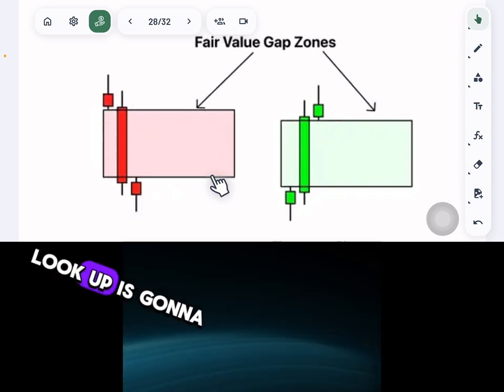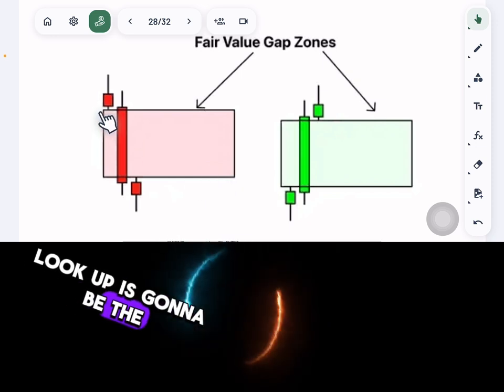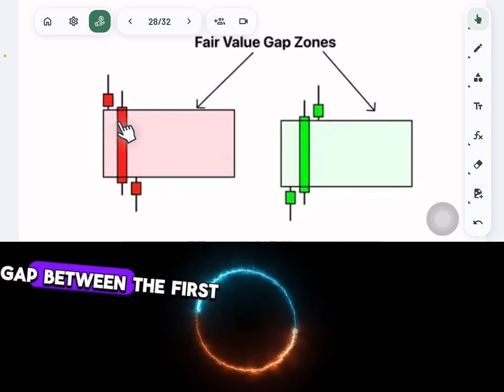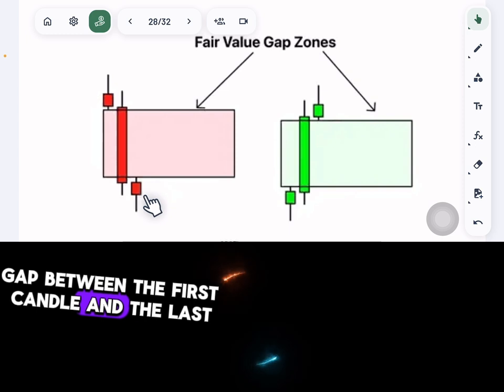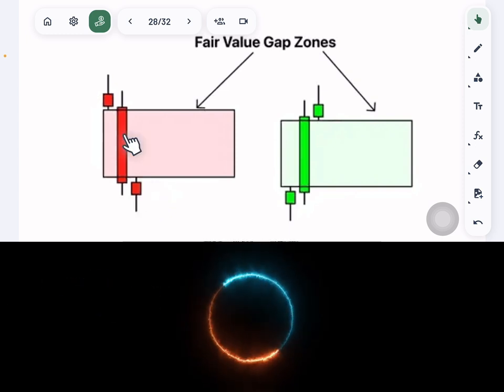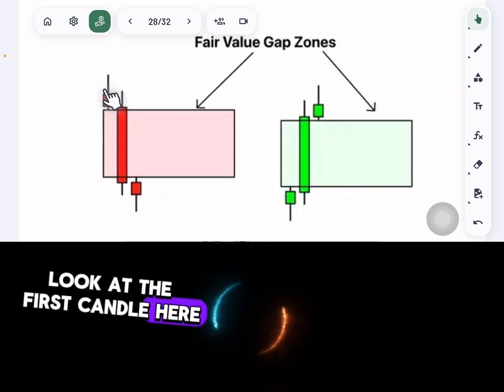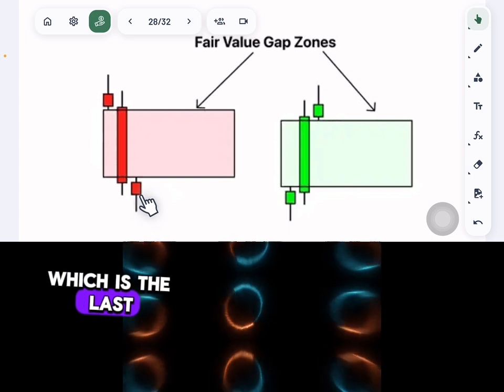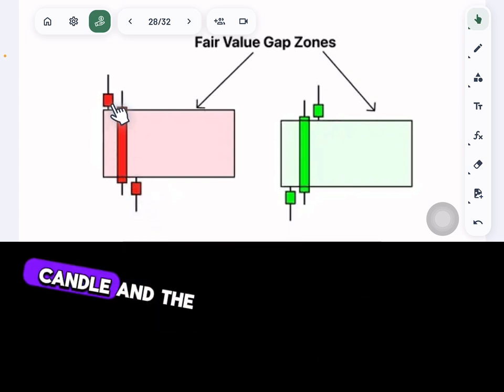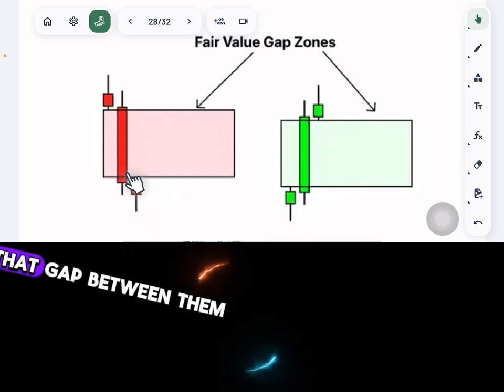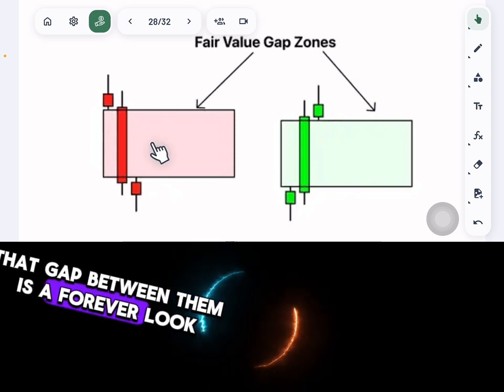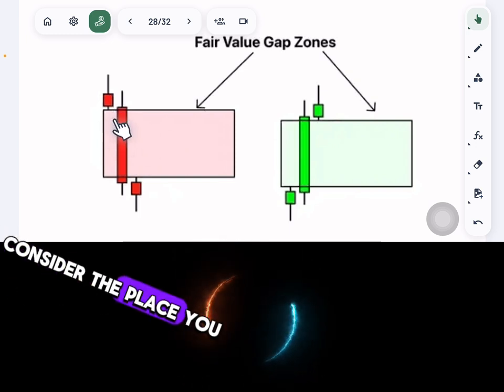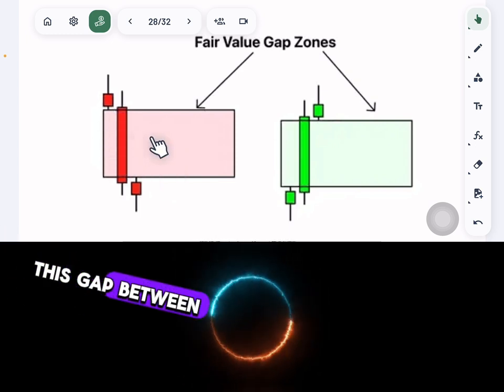Now your fair value gap is going to be the gap between the first candle and the last candle. Okay, look at the first candle here. This is the second, and this is the third, which is the last. And this gap between the first candle and the last candle, that gap between them is your fair value gap. You can see that's the place we marked out here. This gap between them is your fair value gap.